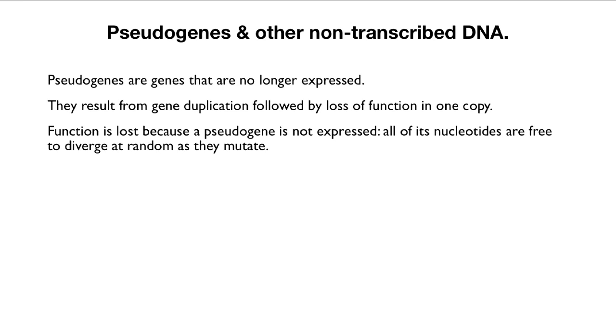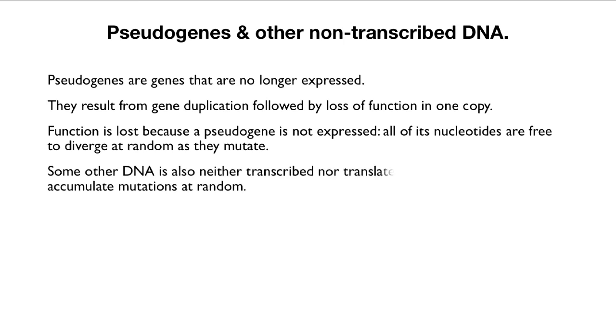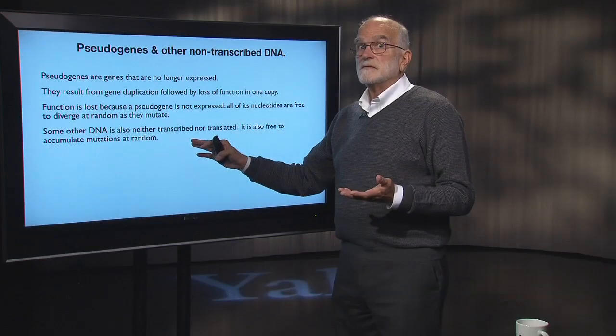So if you have multiple copies of genes and you're only using one, all the ones that aren't being used are not being expressed in the phenotype, and they are accumulating mutational variation. Now, there is some other DNA that's neither transcribed nor translated, and it is also free to accumulate mutations at random. Some of that is transposons, some of it's viruses who have inserted themselves into the nuclear genome. There's actually quite a bit of that kind of DNA.